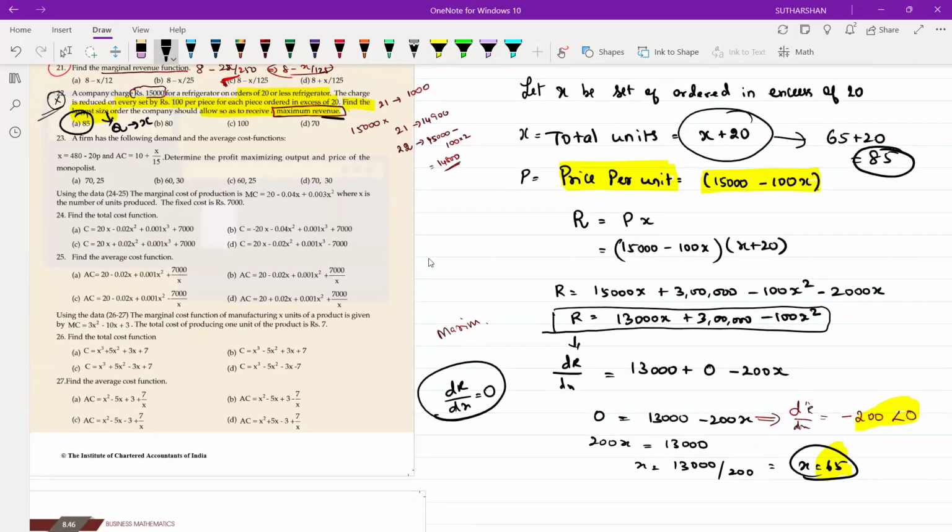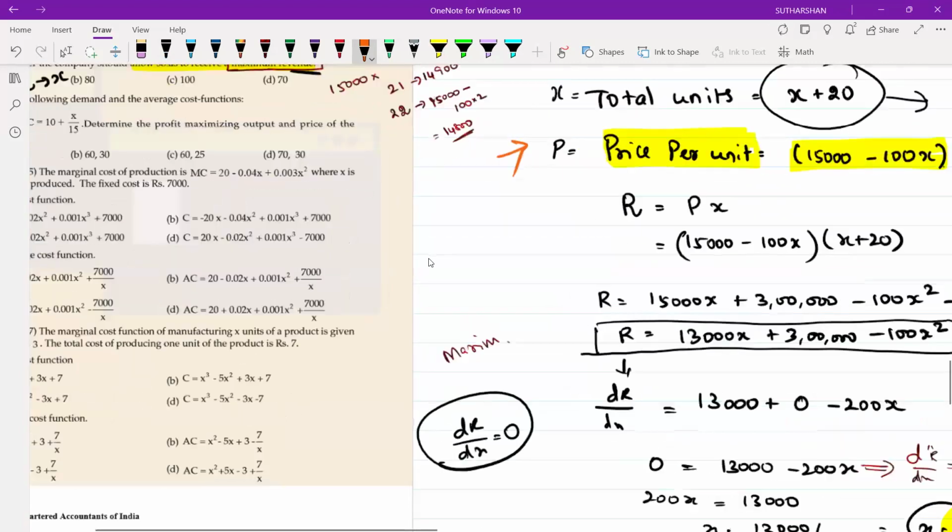Interesting question. Technically, you should be strong in interpreting the concepts. Then only can you easily do that part. Here, the important point is whatever I mark in yellow. That is an important point. Shall we move on to question number 23?